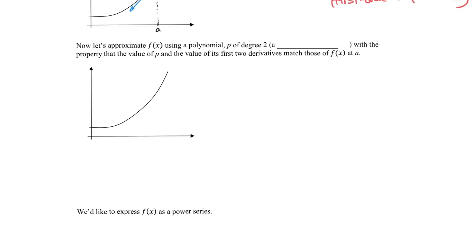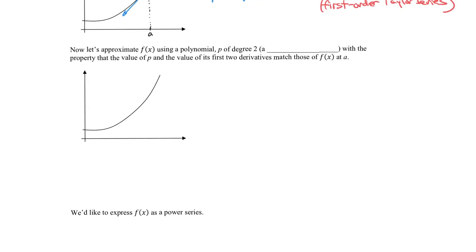Okay, so we're going to approximate f of x using now a polynomial p of degree 2, which is as the graph will be a parabola, right? It'll be a quadratic function with the property that the value of p and the value of its first two derivatives match. Okay, so we're going one step further. So we've got p of a is f of a. We've got p prime of a is f prime of a. We've also got p double prime of a is f double prime of a.